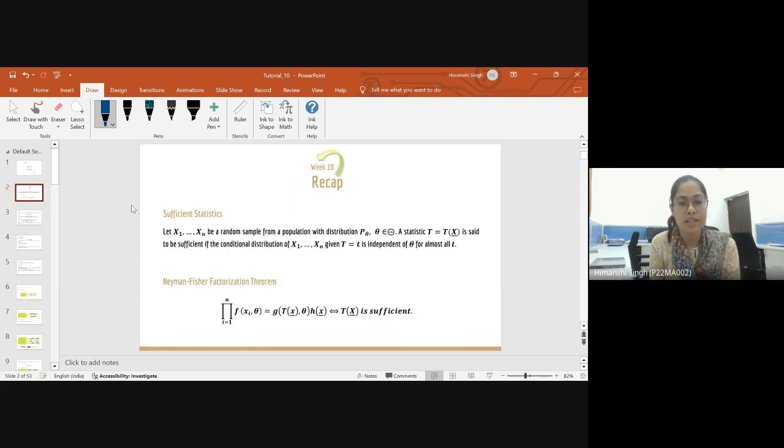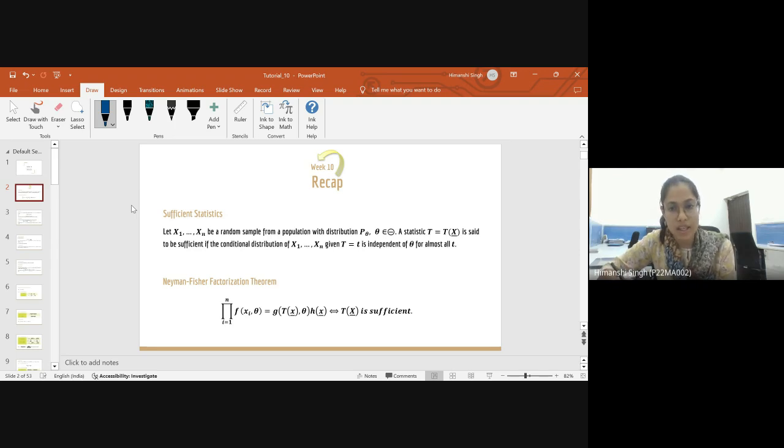In week 10 lectures, we already know from the previous lectures what a statistic is. A statistic is a function of a random sample. So if I have x1, x2, xn as a random sample, then any function of that random sample we will call a statistic.